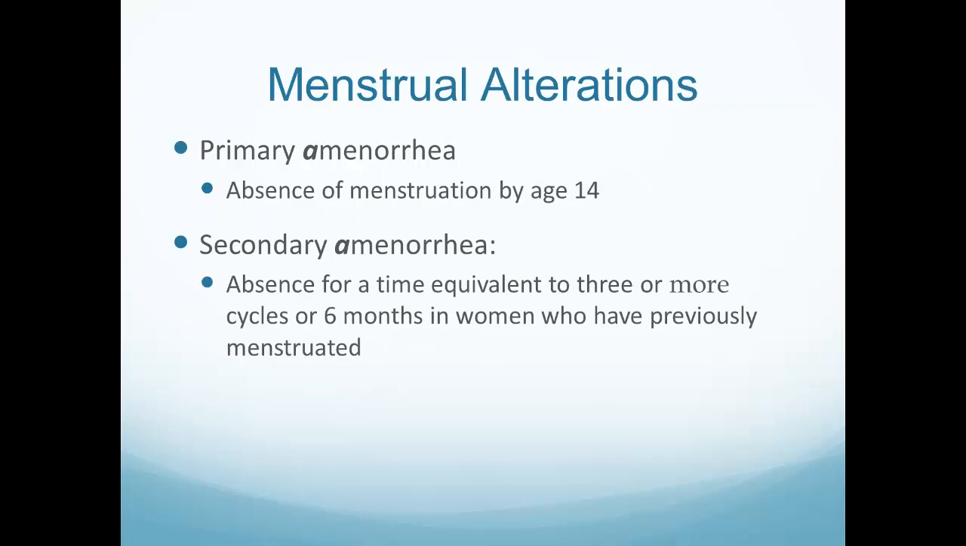Primary amenorrhea means that the person is not having menstruation. A primary one would be the absence of menstruation by the age of 14. A secondary one would be an absence where the person is not having cycles in somebody who's previously menstruated.